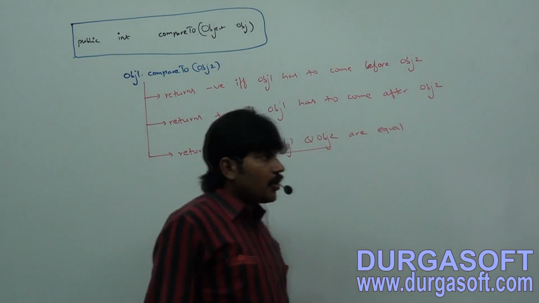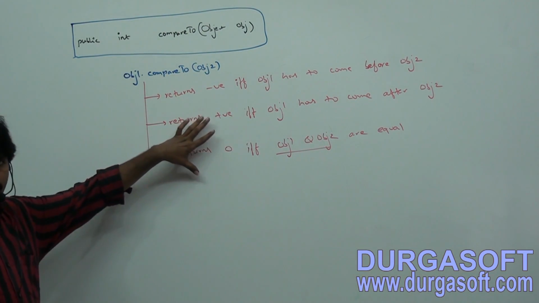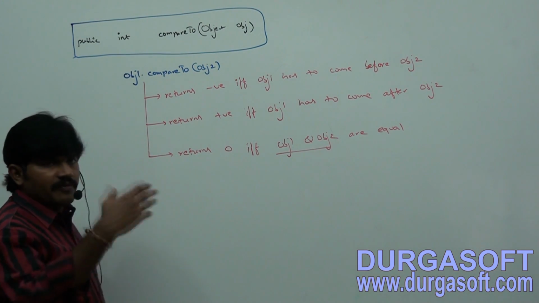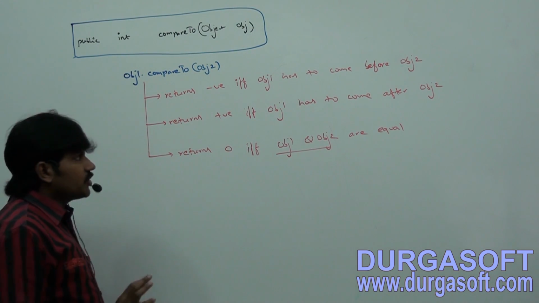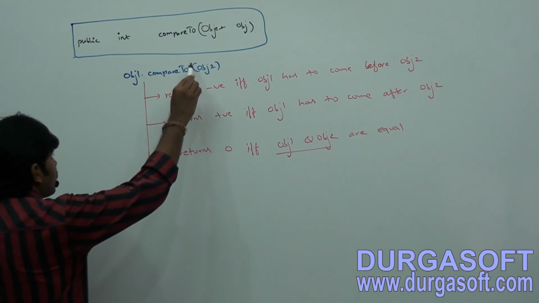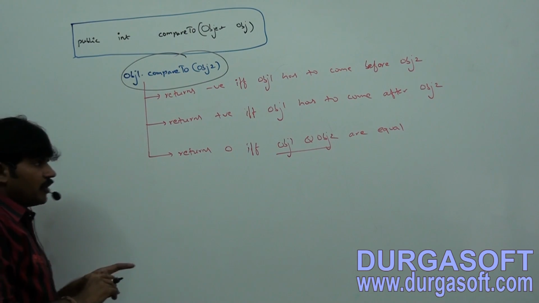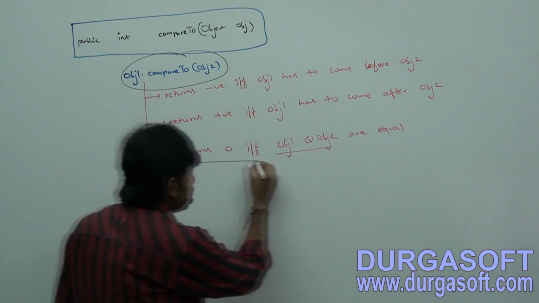So now I hope you got this one clearly. Let me explain with a small example. Forget about TreeSet and all these things. First you should have clear clarity on the behavior of this CompareTo method. Just observe.